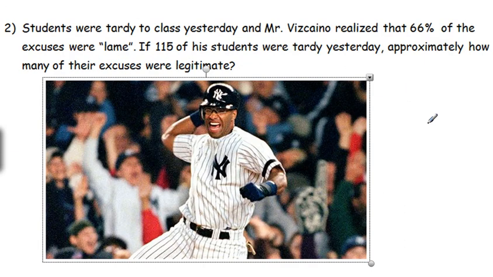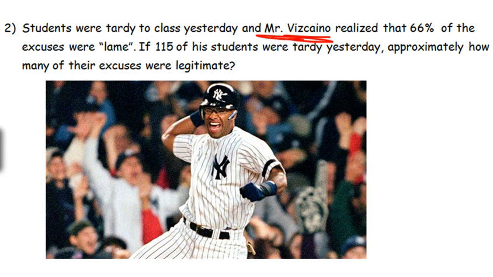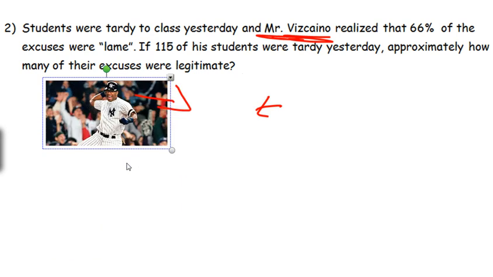Alright, number 2. This is Jose Vizcaino, in case you need to know. The reason why this picture is here is because the problem talks about Mr. Vizcaino, and I'm going to assume it's the same guy. He is famous. He shows up for the Yankees for 1 year and goes to the World Series and hits a walk-off home run in the World Series. So good for him. But now he teaches class and he has kids who show up tardy.